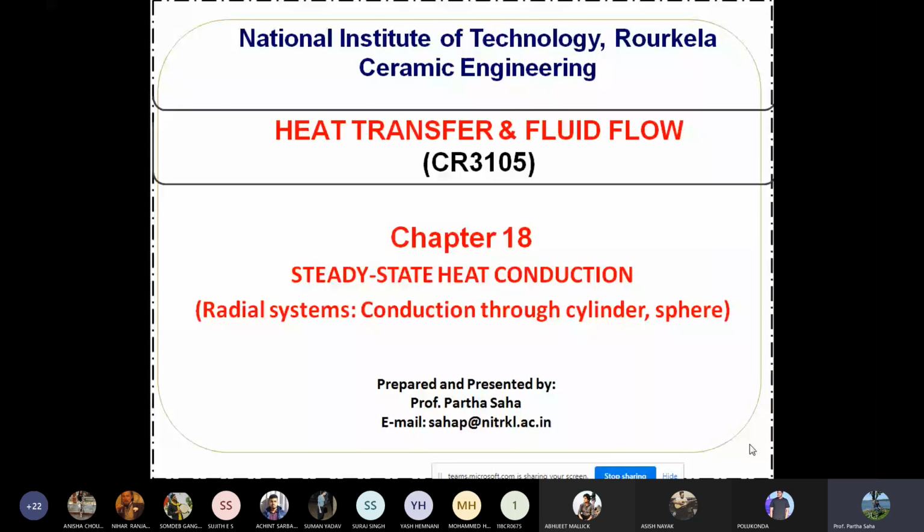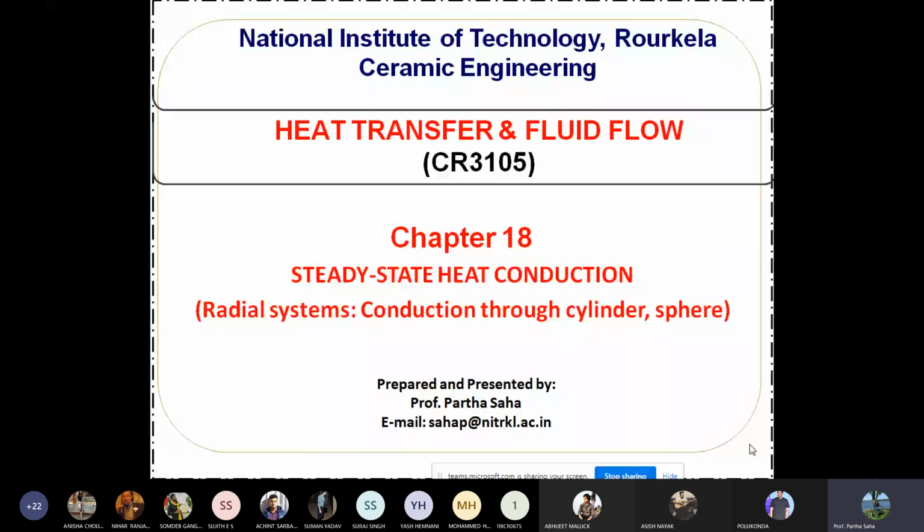Today we'll start our class 18 and I'm going to talk mainly about steady state heat conduction through cylinders and spheres. In the last class we covered steady state heat conduction through composite walls and derived the expressions. So we will focus our talk today mainly on cylinders and spheres. It's a different geometry. So let us see what happens when one-dimensional heat transfer happens through cylinders and spheres.